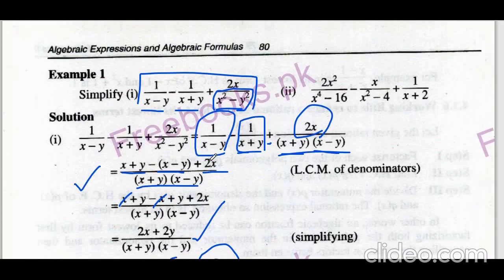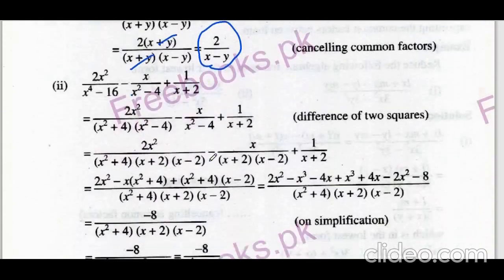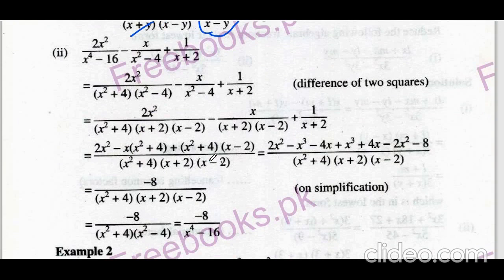Example 1 part 2. In the same way, the question is 2x squared over x to the power 4 minus 16, minus x over x squared minus 4, plus 1 over x plus 2. Okay, this is the first term, this is the second term, and this is the third term of this rational expression. 2x squared as it is.